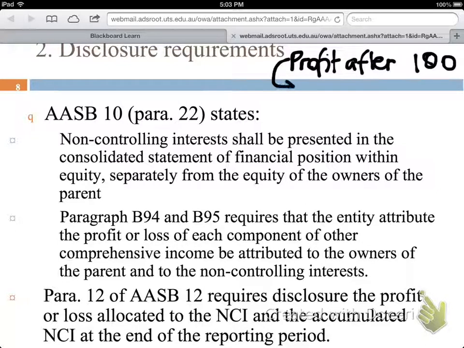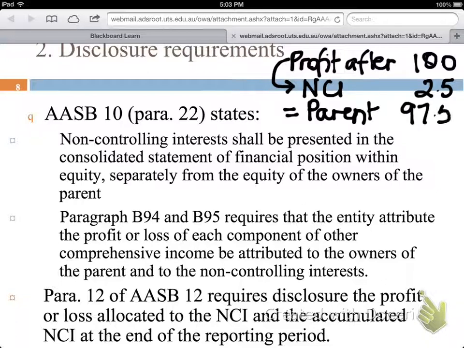So what you're required to do is to split this profit. So show how much of the profit goes to the NCI. So this account is called NCI share of profit. So for short, I simply call it NCI. So let's say the subsidiary's profit was $10 and the NCI gets 25% of that. The NCI gets $2.50 of the profit in the subsidiary. The remaining is what goes to the parent. So that's profit attributable to the parent. So in this example, it would be $97.50. Okay, that's all we're doing.